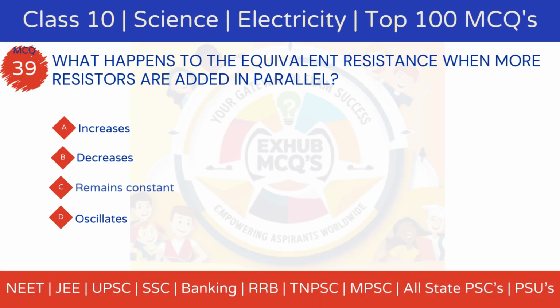39. What happens to the equivalent resistance when more resistors are added in parallel? Option A, increases. Option B, decreases. Option C, remains constant. Option D, oscillates.